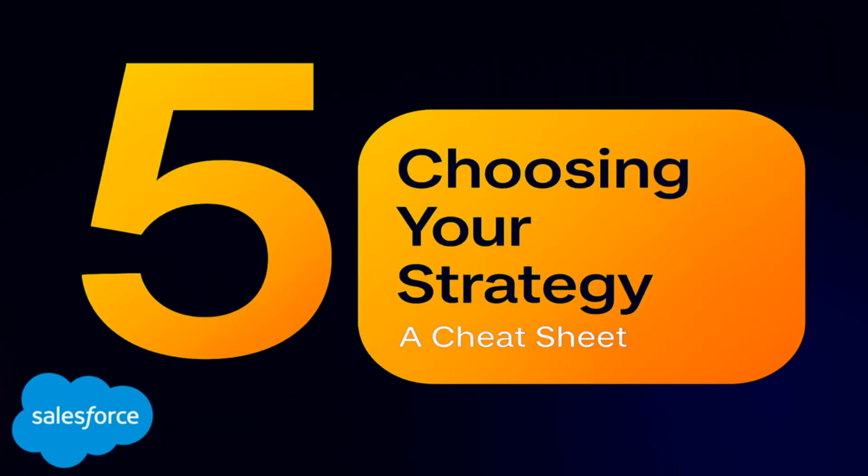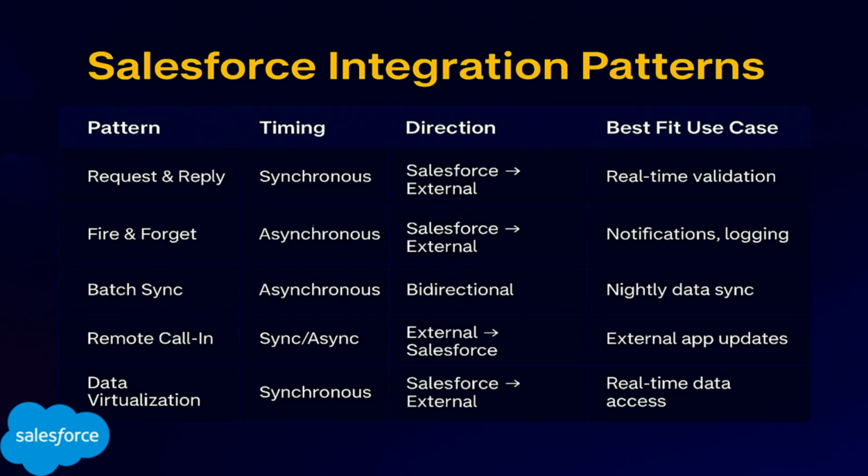So, we have covered a lot of ground. How on earth do you choose the right path for your specific project? Let's try and boil everything down into a simple guide. And here it is, your very own cheat sheet. This table breaks down every pattern we talked about by its timing, its direction, and the perfect business scenario it solves. Do you need immediate validation?